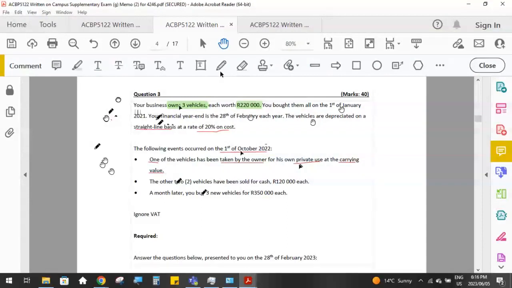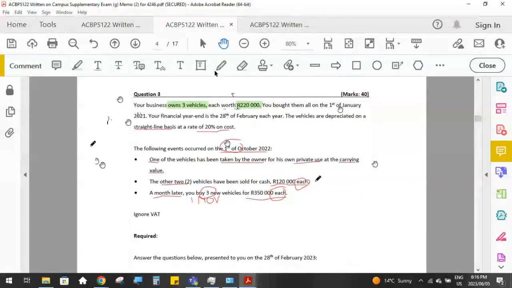And then also on the 1st of October, the other two vehicles, so that's one of the three vehicles, the other two vehicles were sold for cash for 122,000 each. And then 1 month later, so that was on the 1st of October, so 1 month later is going to be the 1st of November. And make a note as you're reading this, jot these things down. You now buy 3 new vehicles for 350 each.